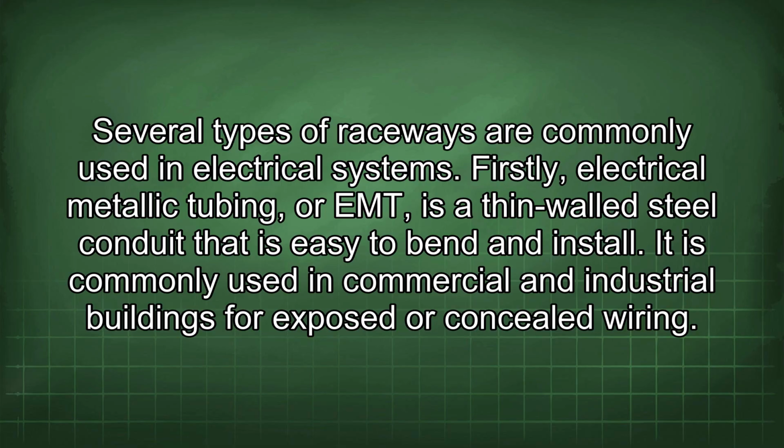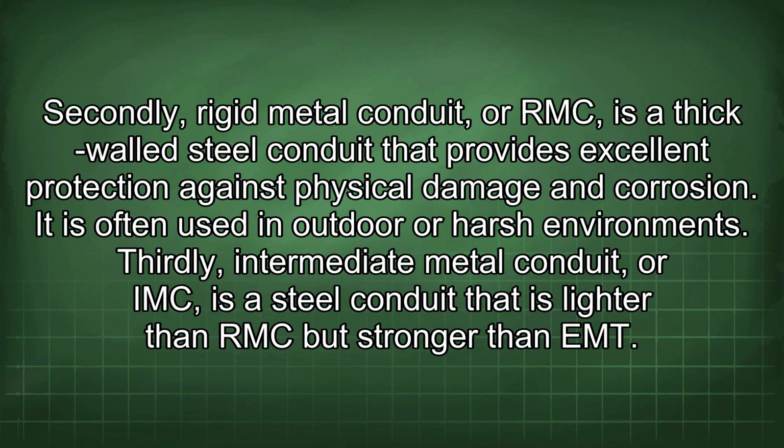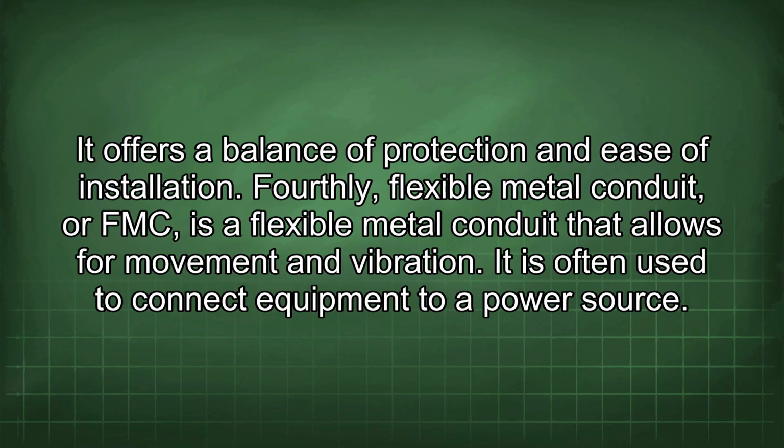Firstly, electrical metallic tubing, or EMT, is a thin-walled steel conduit that is easy to bend and install. It is commonly used in commercial and industrial buildings for exposed or concealed wiring. Secondly, rigid metal conduit, or RMC, is a thick-walled steel conduit that provides excellent protection against physical damage and corrosion. It is often used in outdoor or harsh environments. Thirdly, intermediate metal conduit, or IMC, is a steel conduit that is lighter than RMC but stronger than EMT. It offers a balance of protection and ease of installation.